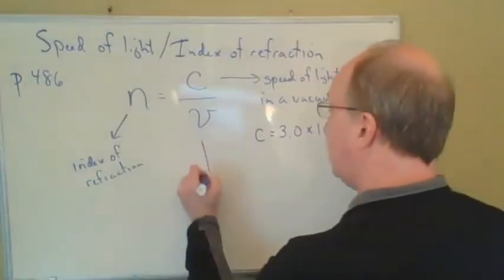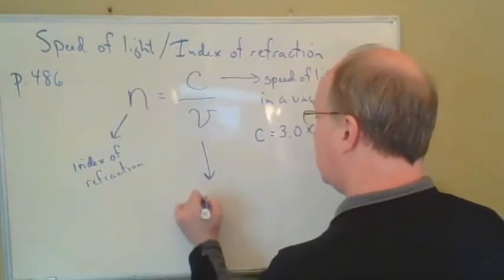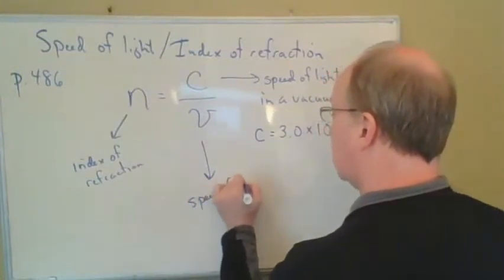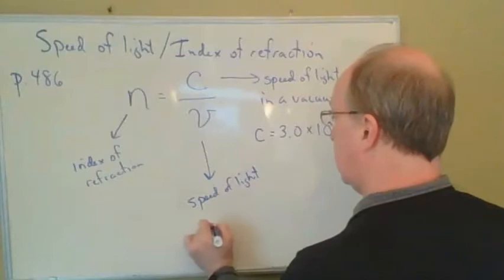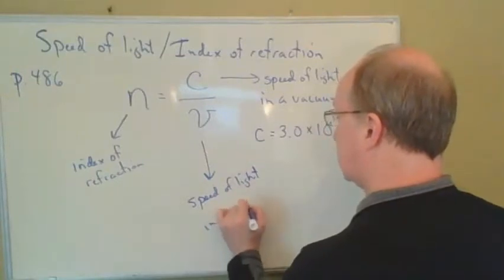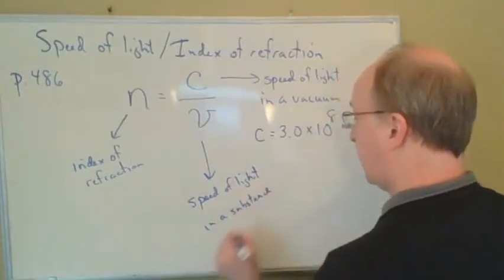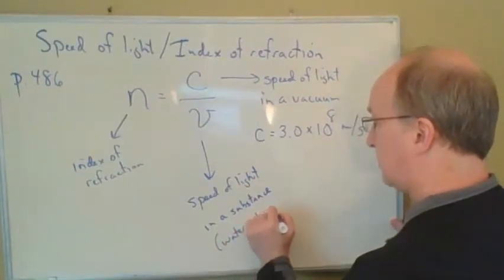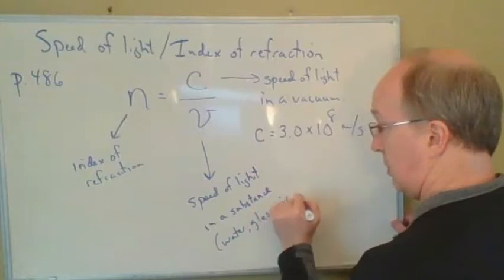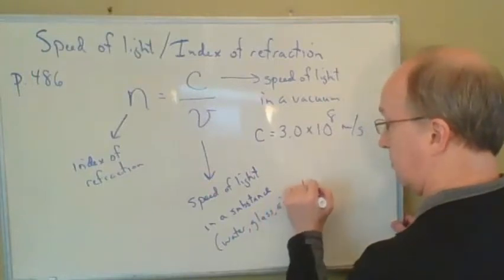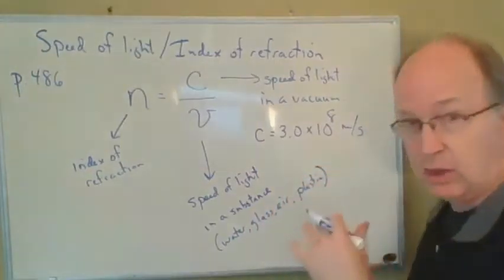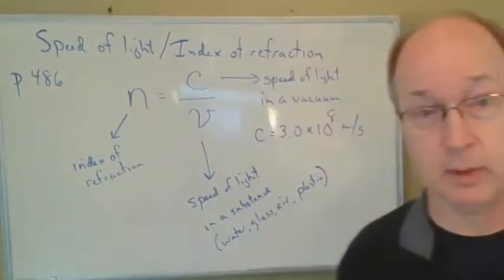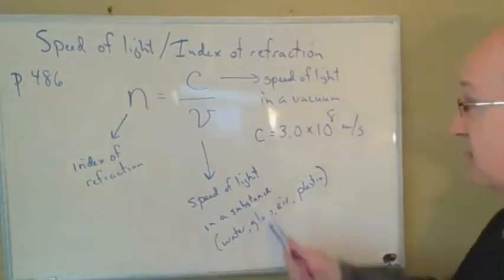Now, this V is the speed of light in a substance like water, glass, air, plastic, as long as it's a plastic you can see through. The speed of light in a substance is the V.